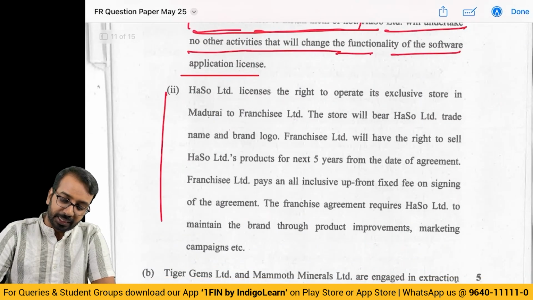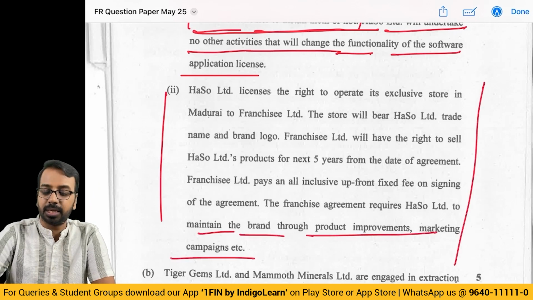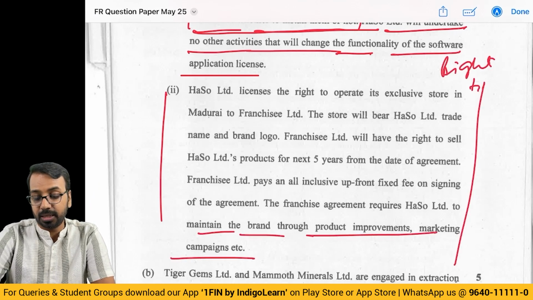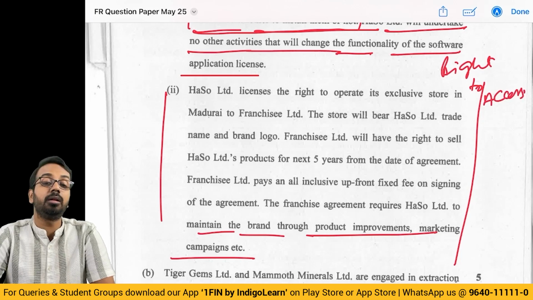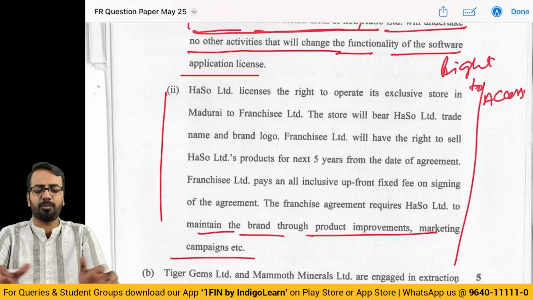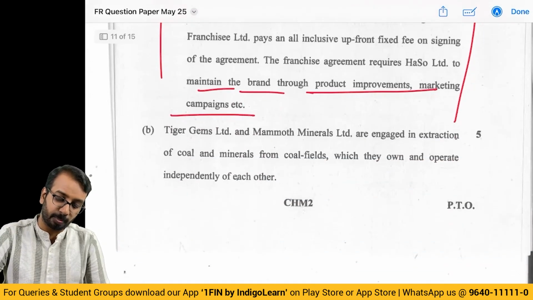In the second category, Hasso will have to maintain the brand through product improvements and campaigns. This is more like a right to access, and this will be recognized over a period of time. Okay, same questions picked up from the study material.